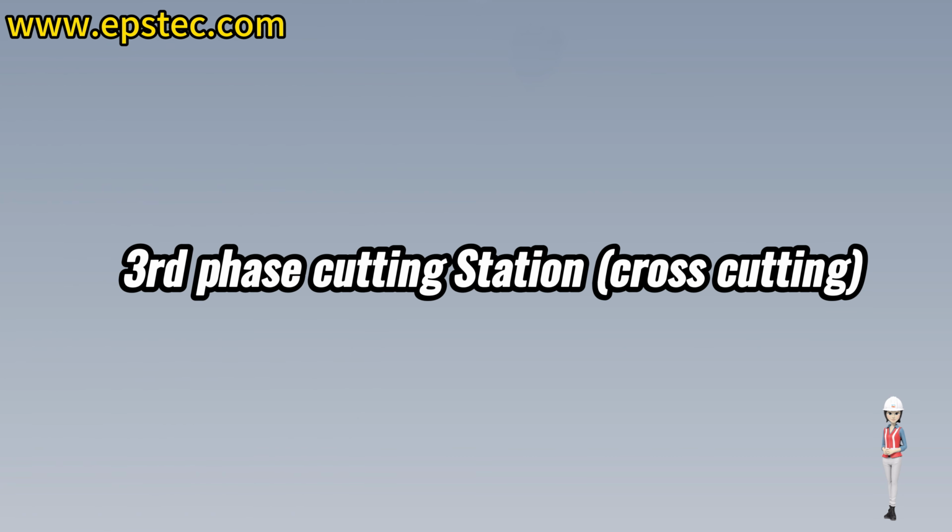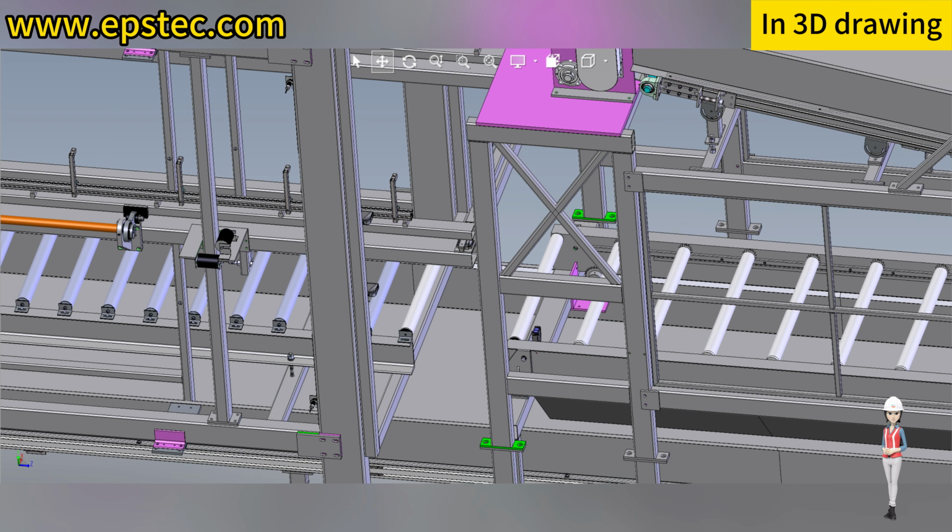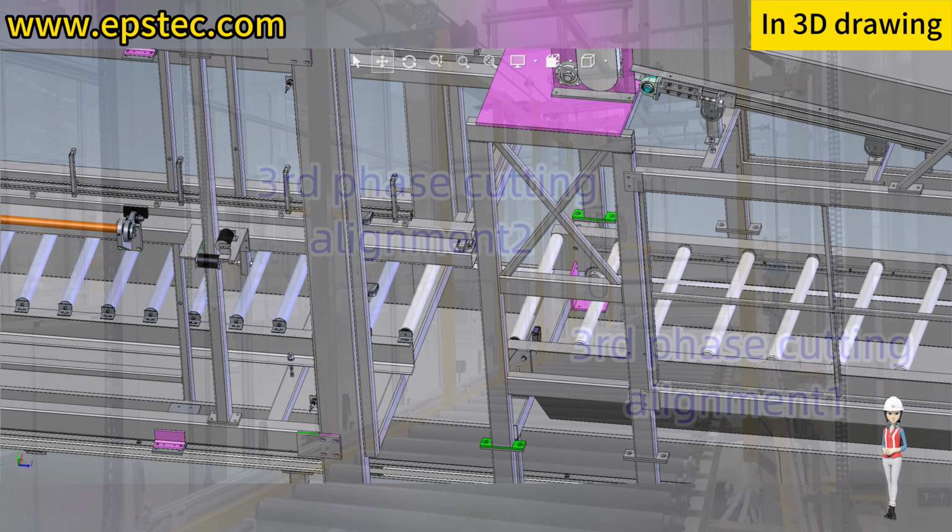Third phase cutting station. Cross-cutting. When the EPS block reaches this photoelectric sensor position, a timer starts. After a few seconds, the head of the EPS block is transported to the third phase cutting position cylinder. At this time, the third phase conveyor roll stops running.